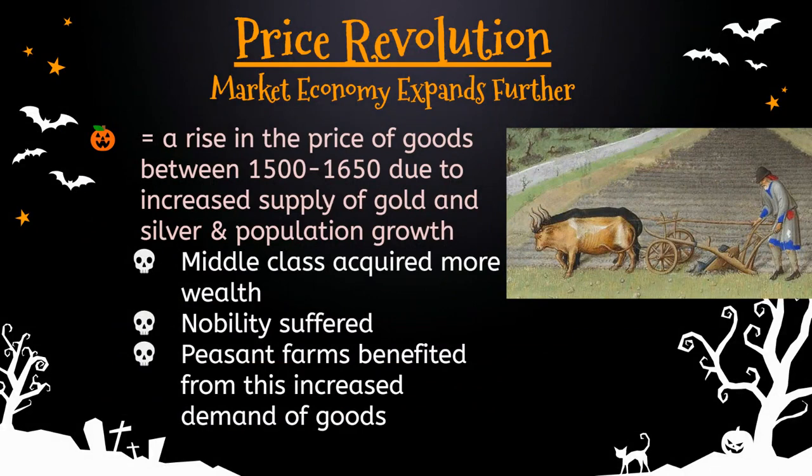Our definition is going to be a rise in the price of goods between 1500 and 1650 due to the increased supply of gold and silver and population growth, right? Mr. Johnson just talked about the supply and demand and what happened to the price of goods. And here we see it, increased supply of gold and silver. So this is going to enable the middle class to acquire more wealth. Middle class is also going to be able to kind of separate themselves from the lower class. They're not going to really struggle that much. Lower class was able to get more food, but there's still going to be that class difference.